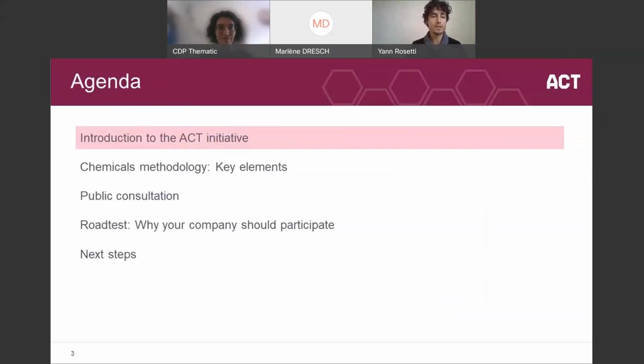A quick overview of the agenda. We'll have a few words to introduce the ACT initiative, since you are not all really familiar with it. Then we'll focus a bit more on the chemicals methodology, that is the one of interest for you, and some of the key elements. And then we'll have an in-depth look at the public consultation and the road test phases of the projects that are about to come, and during which we would like companies to help us and bring some feedback, and the next steps of the chemical methodology development.